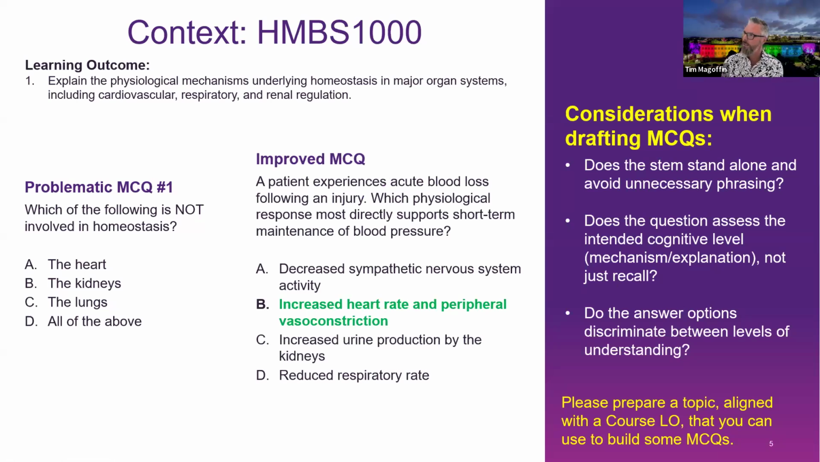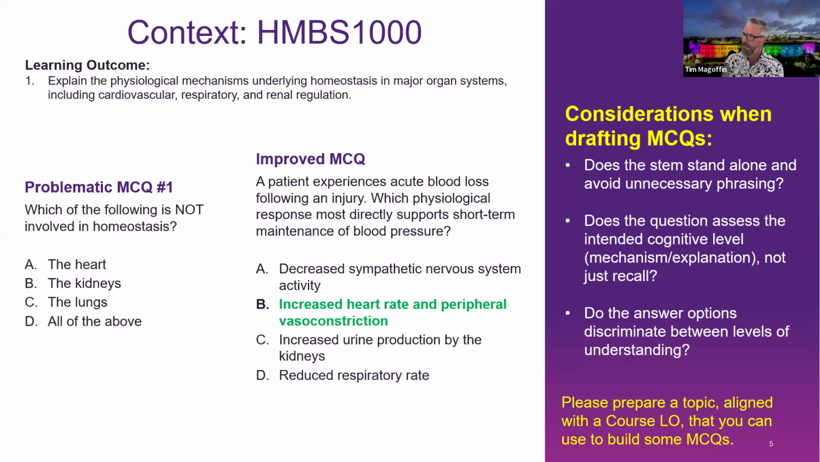A patient experiences acute blood loss following an injury, which physiological response most directly supports short-term maintenance of blood pressure. Luke, absolutely. B is the correct answer, but the stem certainly stands alone. And now we don't have unnecessary phrasing. We've got additional information that is contextually supportive of what we're trying to target.